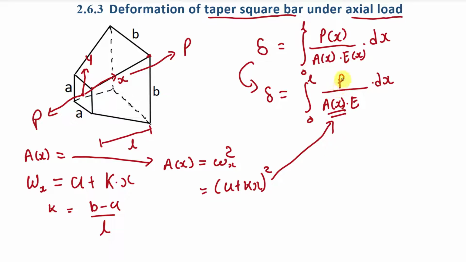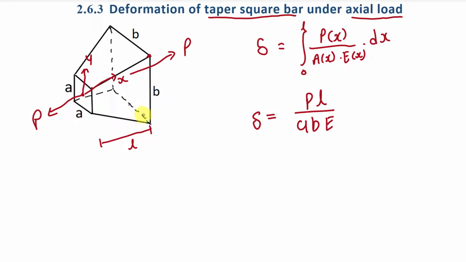If you integrate P divided by Ax into E with respect to x from 0 to L, then you will get delta is equal to PL divided by ab into E. And you directly have to remember this formula. This derivation is not important.